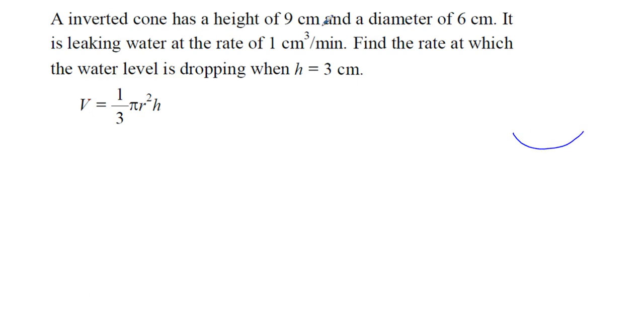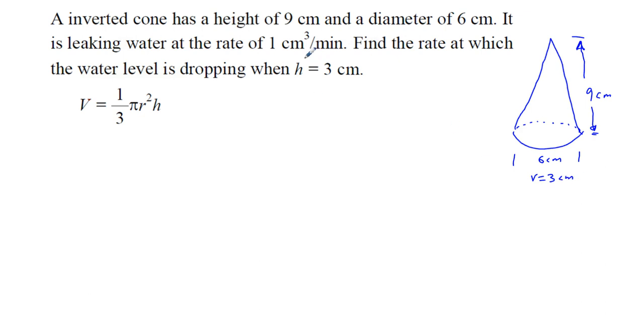And we have an inverted cone that has a height of 9 centimeters and a diameter of 6 centimeters. So we draw this cone, this inverted cone, and we have a diameter of 6 centimeters. And we have a height of, I'll put over on this side, 9 centimeters. That's going to be our height here. And one thing that's going to be helpful to us is that with a diameter of 6 centimeters, our radius is going to be half that, or 3 centimeters.